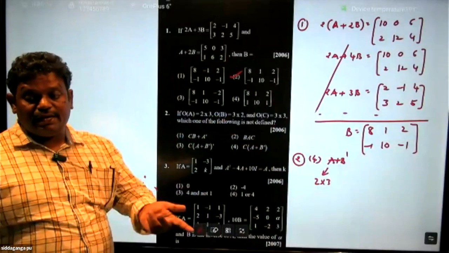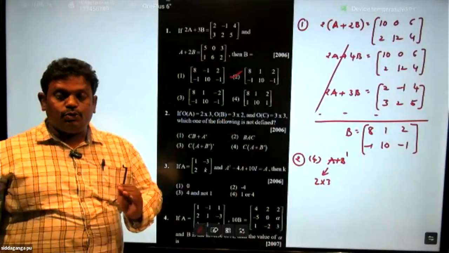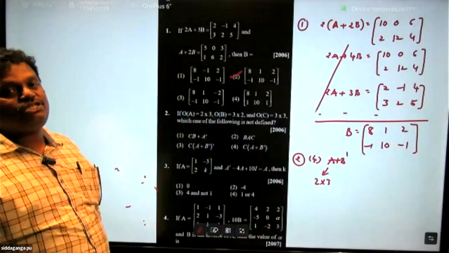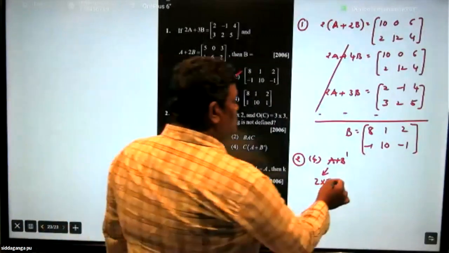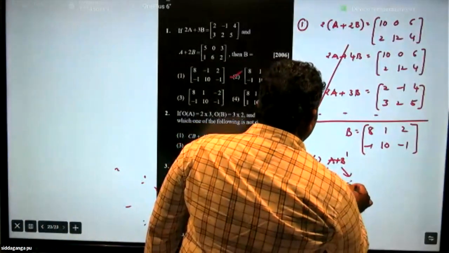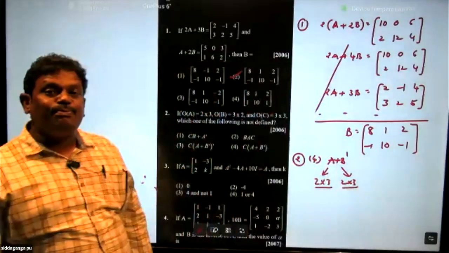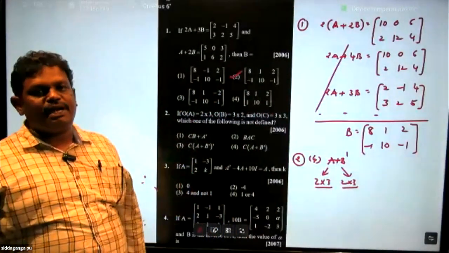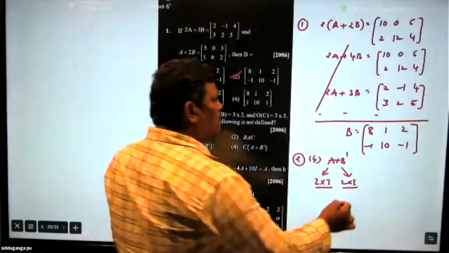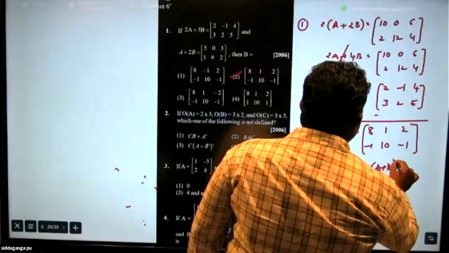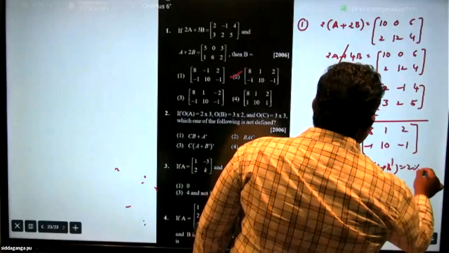B dash means we interchange, transpose rows into columns or columns into rows. So the order is interchanged, meaning 2 by 3. Now both are the same: this order and this order are the same, so A plus B dash is defined. What is the order of this? The order of A plus B dash is 2 by 3.